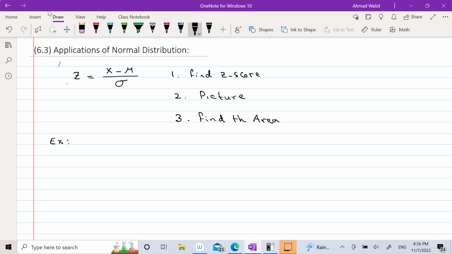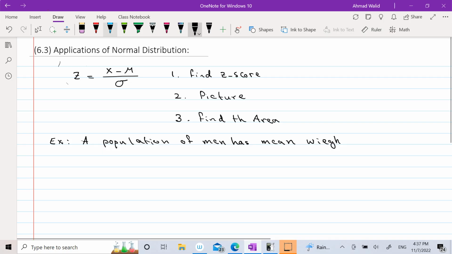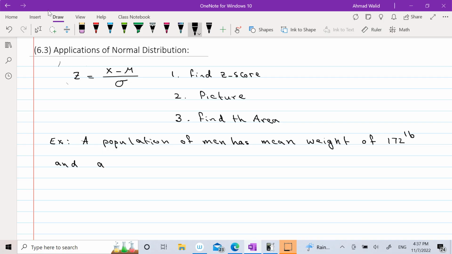Example number 1, a population of men has a mean weight of 172, how much is the mean? 172 pounds. And a standard deviation of 29 pounds.